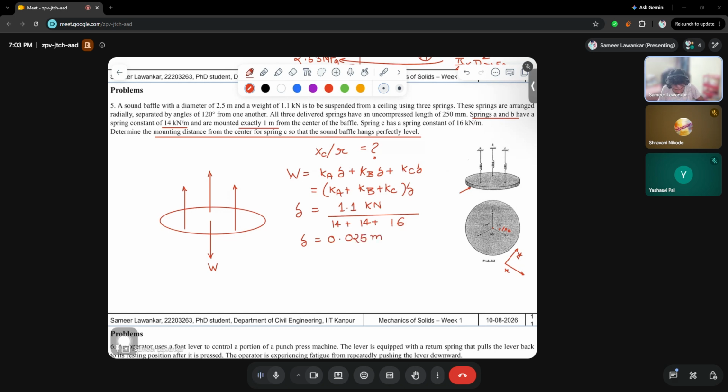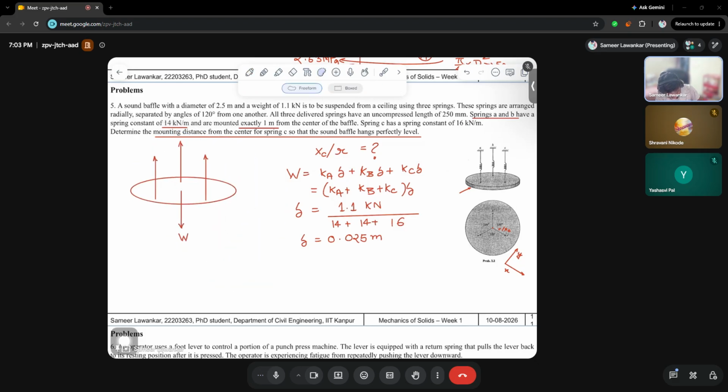Therefore we can get the value of Fa, which is equal to Ka times delta. That is equal to 0.35 kilonewtons, just using F equal to K delta. Similarly, we can get Fb equal to 0.35 kilonewtons again. And for Fc, there is a little increase in the value because Kc is different, that is 16 kilonewton per meter. Hence it is 0.40 kilonewtons.